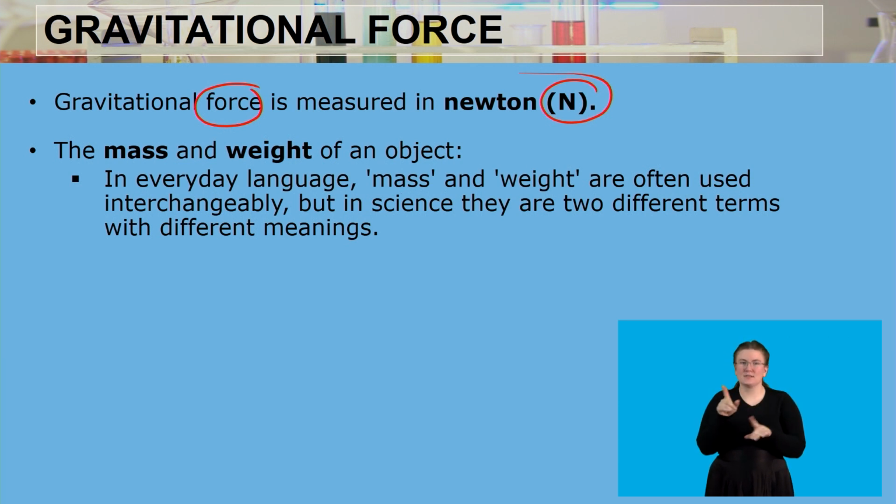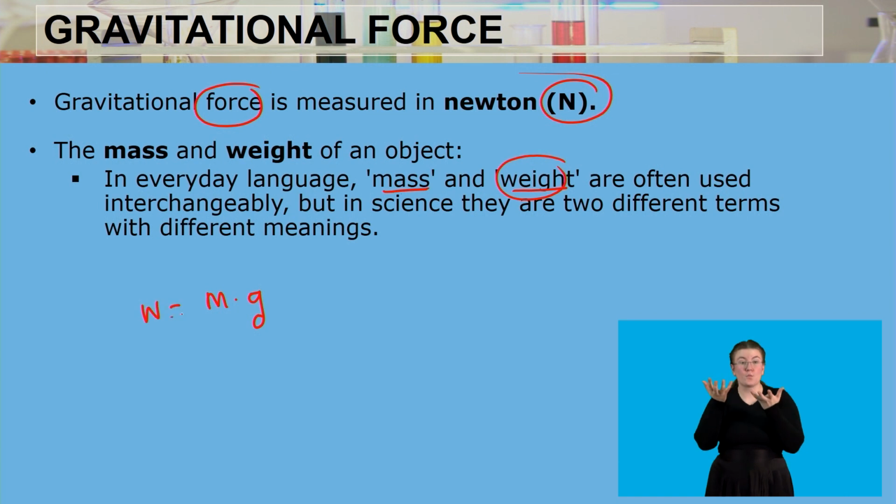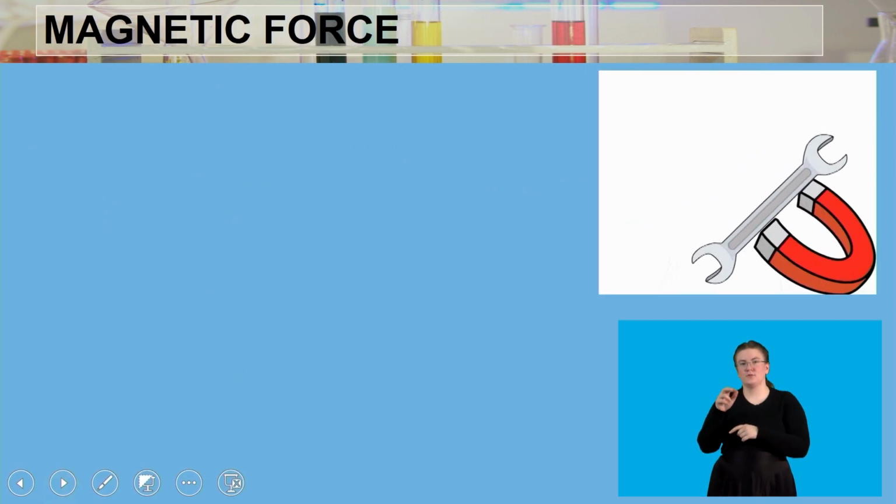In everyday language, mass and weight are often used interchangeably, but in science they are two different terms with two different meanings. The mass is the amount of substance making up that particular object, whereas the weight is defined as the mass multiplied by the gravity. So the weight is the mass of an object multiplied by the gravity. But remember, in everyday language we use these two words interchangeably, but in science they mean two different things.